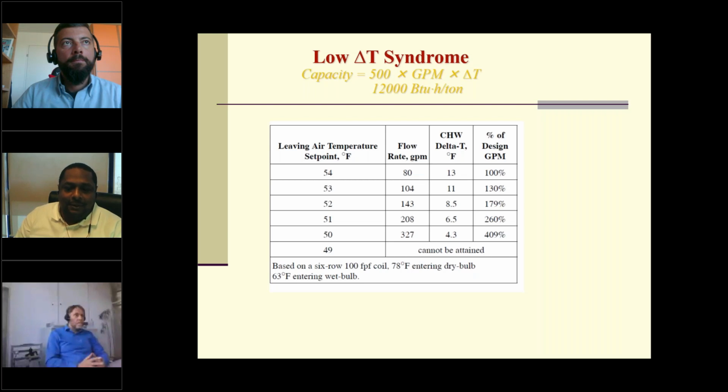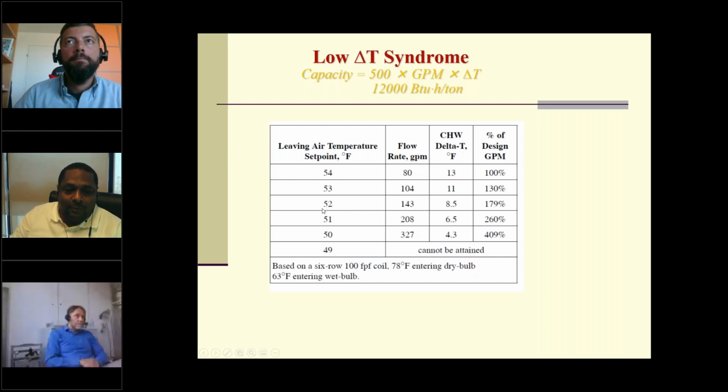The low delta T syndrome is creating a lot of trouble in the systems due to increasing the flow of the GPM. In the example here, we are using a capacity of 1,000 ton. If the flow rate is around 800 GPM at a chilled water delta T of 13 Fahrenheit, which is 67 supply and 54 return, and we reduce the 54 Fahrenheit to 53, we'll find our flow increased to 104.